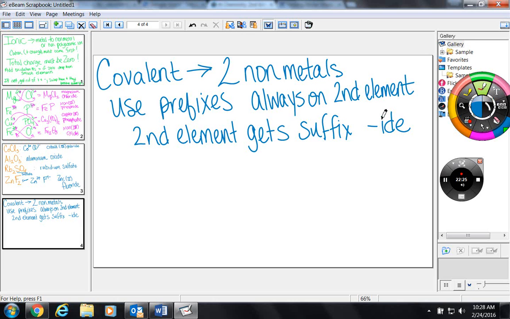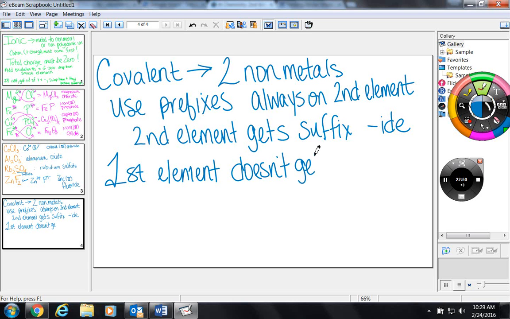The second element gets the suffix "ide." Okay? The prefixes and suffixes on the second one always? Yes. Alright. First element doesn't get the prefix mono.